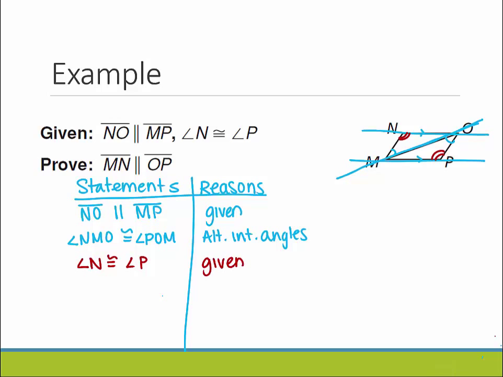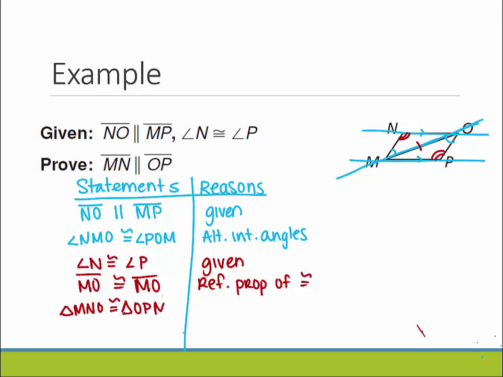So now I have two angles, and we need to find a side to make sure that our triangles are congruent. So remember, this one's shared, so MO is congruent to MO by the reflexive property. So now we can prove that these triangles are congruent. So we're going to say that triangle MNO is congruent to triangle OPM, and this is because of angle, angle, side. We have enough for two angles and then a side.